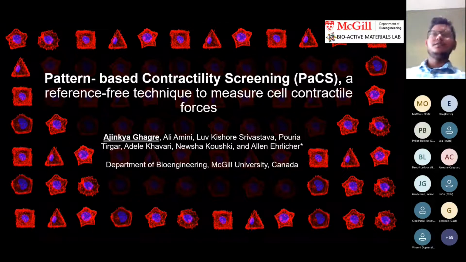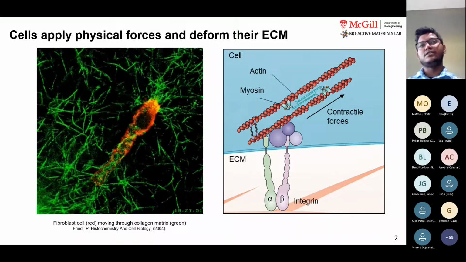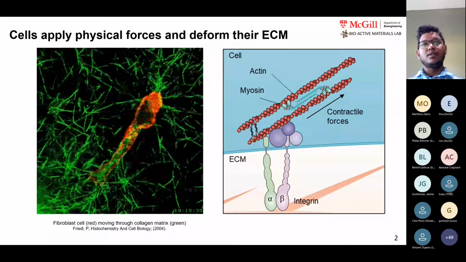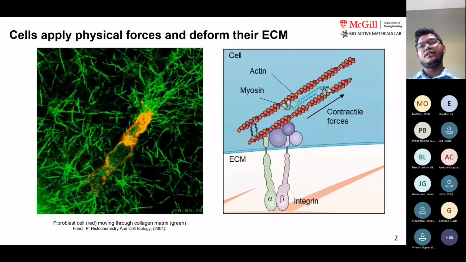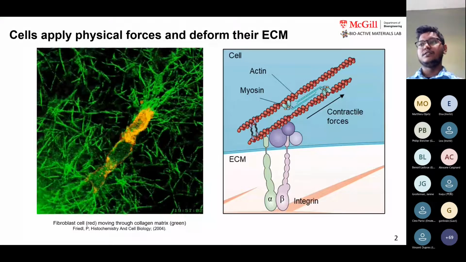Good afternoon, everyone. Today I'm going to talk about pattern-based contractility screening, a technique which allows us to measure contractile forces applied by the cells on the extracellular matrix. As we all know, cells apply physical forces and deform their matrix. This is a fibrillous cell moving through a collagen matrix, deforming the matrix, and this is possible because of the actin and myosin interactions inside the cells.